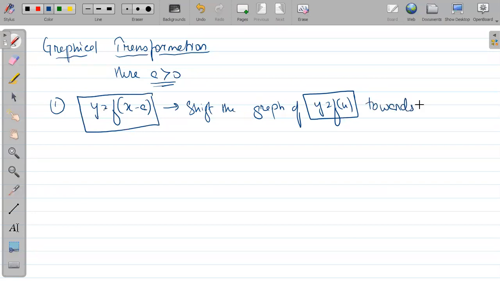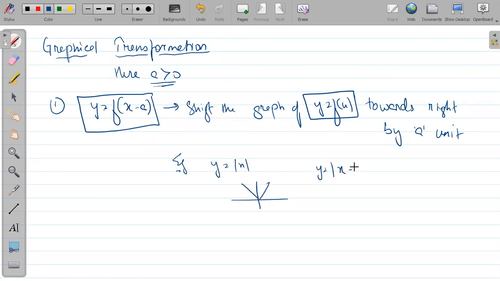Towards right by a unit. Now these are the things you have already done. Let's see how. By taking the basic example, y equal to mod x is there. Y equal to mod of x minus 3 is required, where 3 is a positive number, a is positive. So you already know the graph of this function. That means shift the graph by 3 units towards the right direction. This point will be 3, 0.